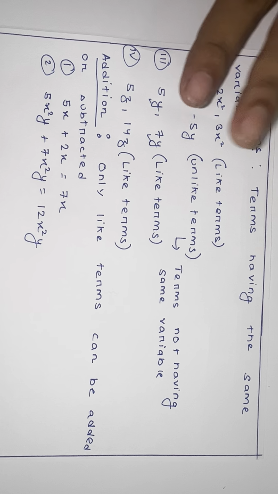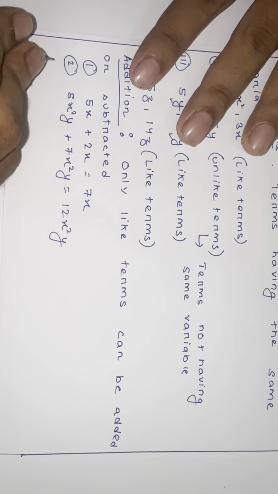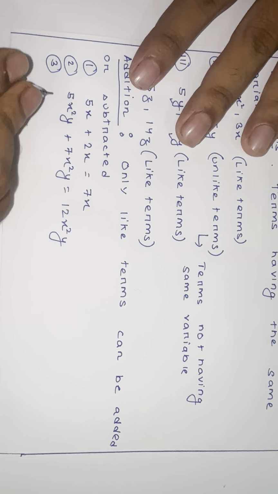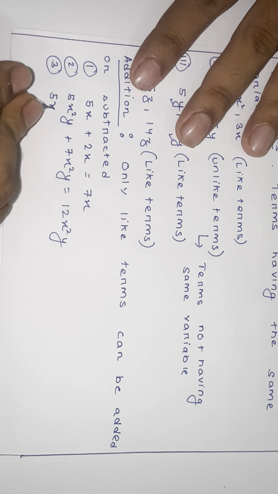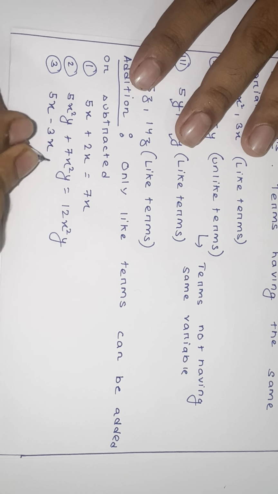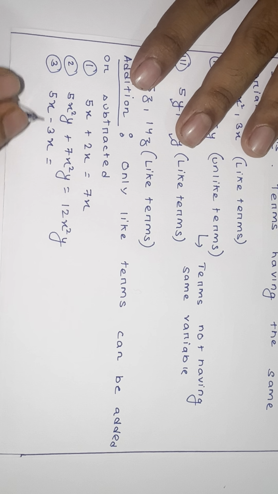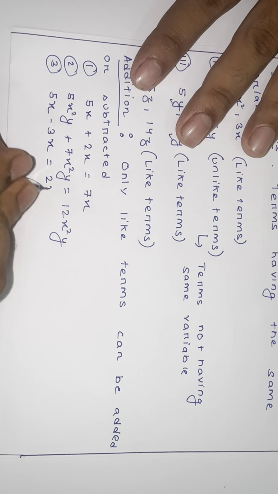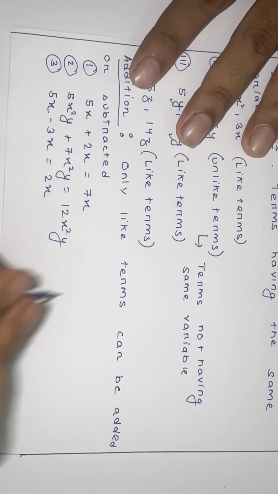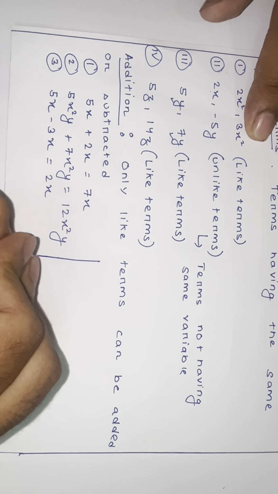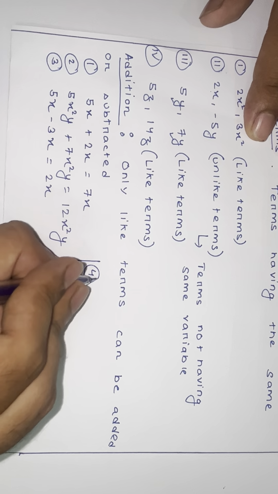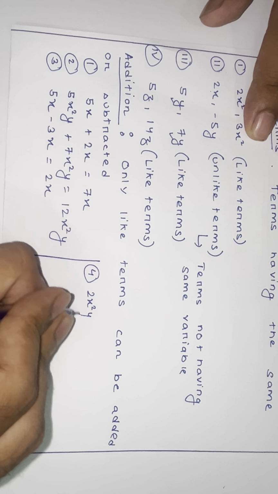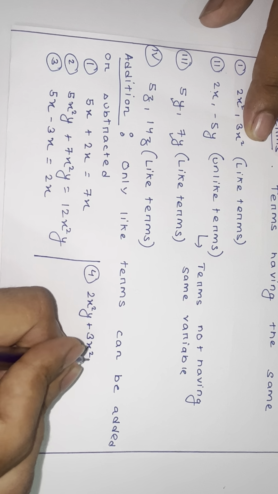Suppose I give you another example. This time an example about subtraction. 5x minus 3x. Now x terms are like terms, 5 minus 3 is how much? 2x.